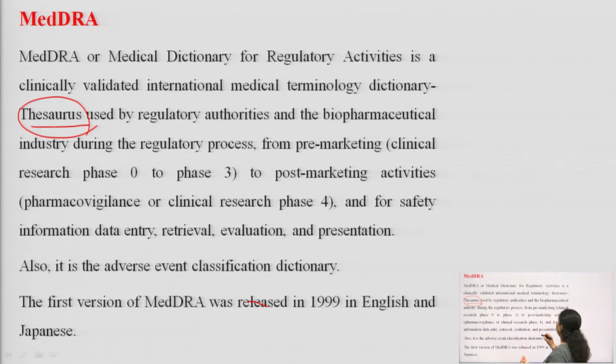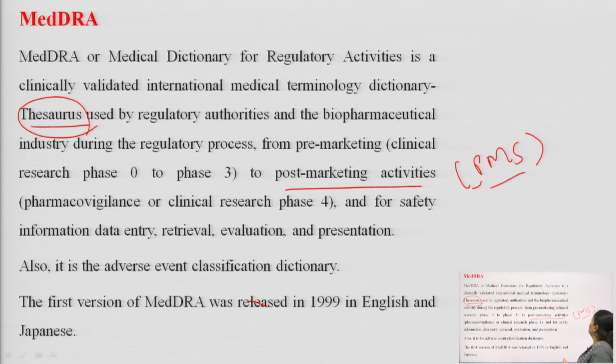Post-marketing activities means, students, again PMS, the post-marketing phase, which is phase 4 and also known as PV, pharmacovigilance studies. So, for pharmacovigilance or clinical research phase 0, the data will be provided by the Thesaurus or MedDRA, which is the e-dictionary, for further information for regulatory authorities to search different classes of drugs, and also for safety-related information data entry for their retrieval.